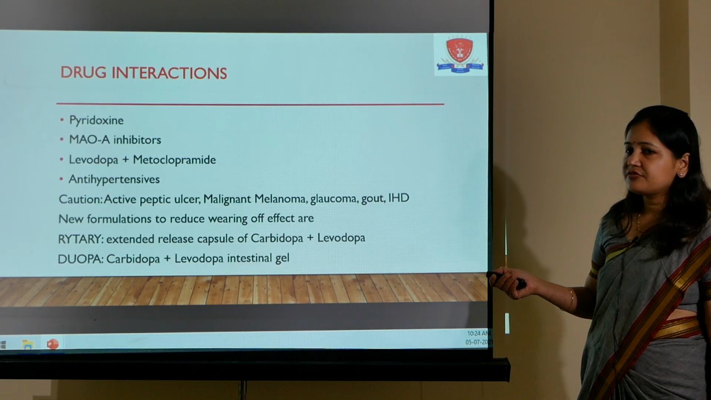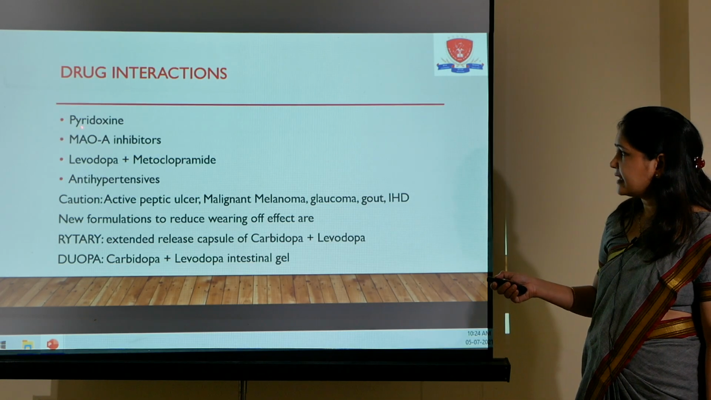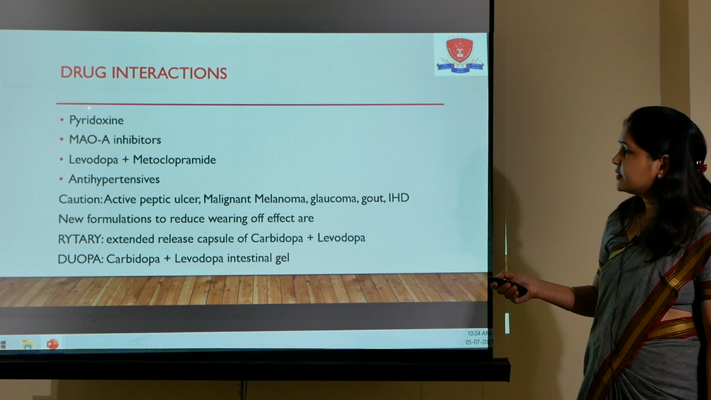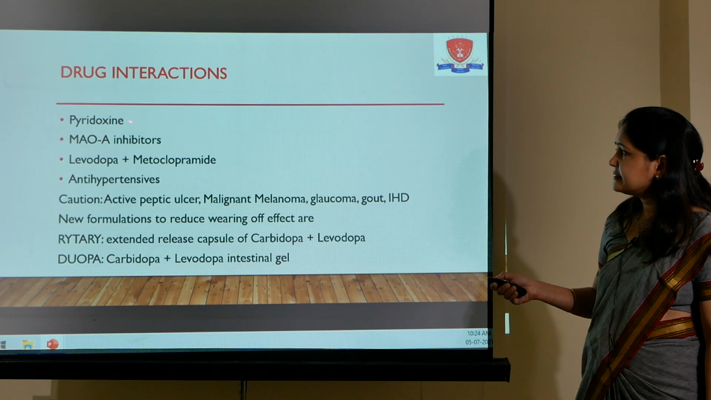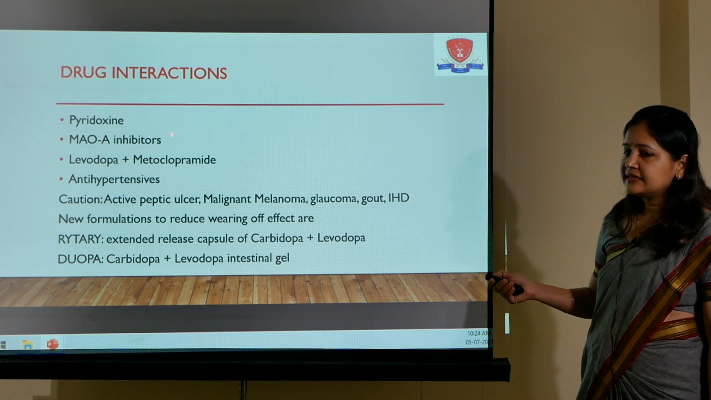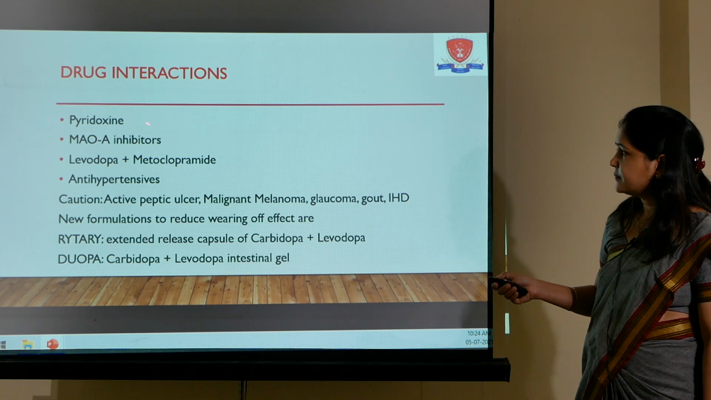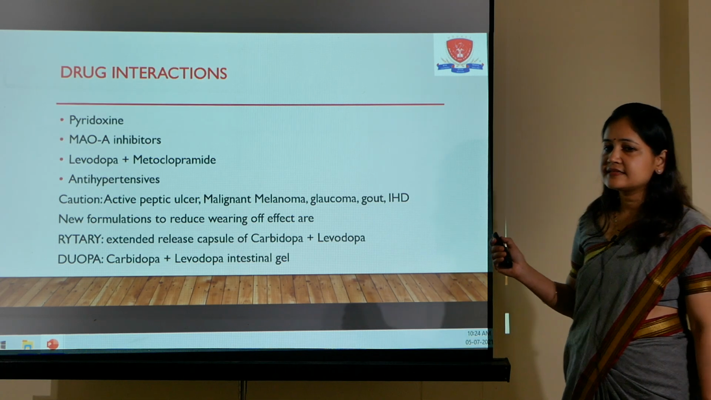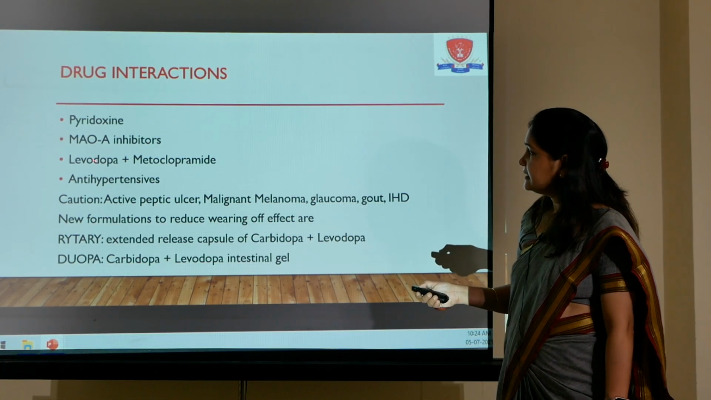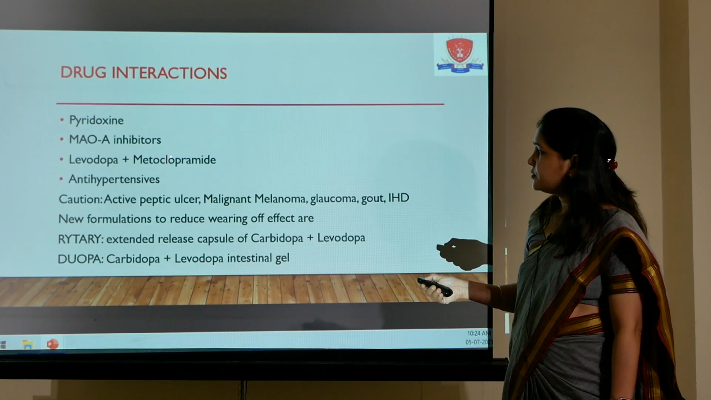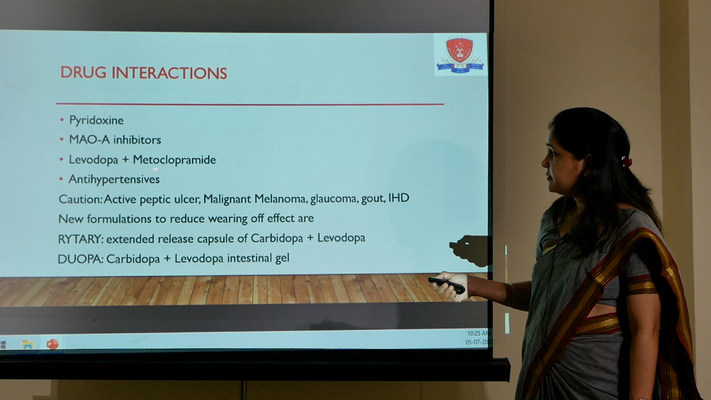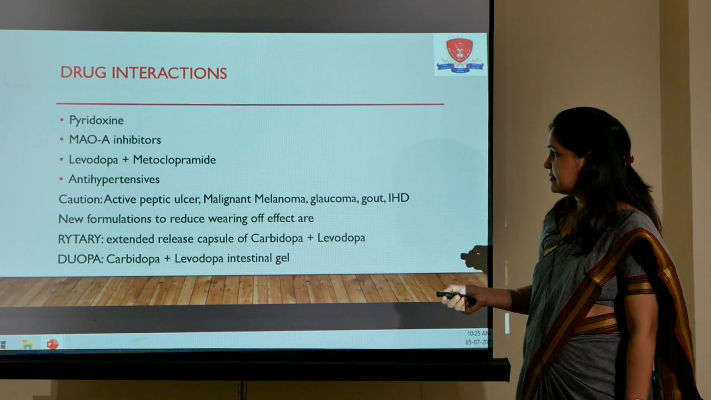Then there is drug interaction. Drug interactions can be there with pyridoxine. You have to be very careful with pyridoxine, because pyridoxine can increase the metabolism and can decrease the efficacy of levodopa and increase the side effects. MAO-A inhibitors can cause hypertensive crisis if given with levodopa. Then levodopa, if given with metoclopramide, which is again a dopamine blocker, D2 blocker, it may precipitate Parkinson's disease.